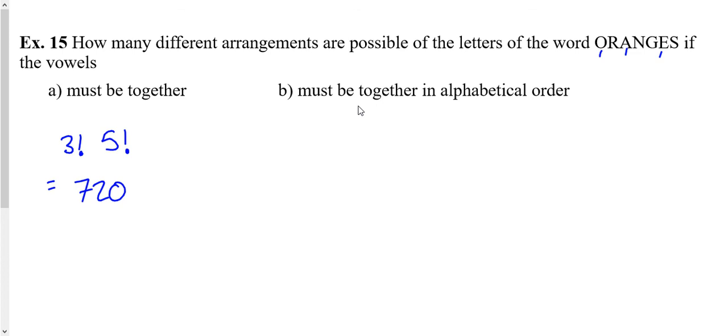If your vowels have to be in alphabetical order, well, what's our alphabetical order? We only have 1 A, 1 E, 1 O, so that's only one option for all 3. They have only one arrangement that they could be in. Again, how many positions do we have? We still have 5 positions. So here, this is just 1 factorial times 5 factorial, which is just 1 times 5 factorial. 120 total different arrangements with alphabetical order for your vowels.